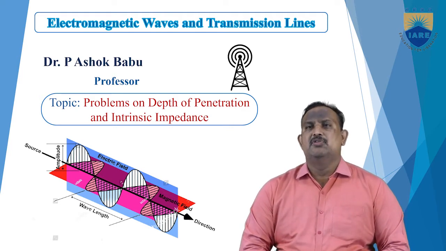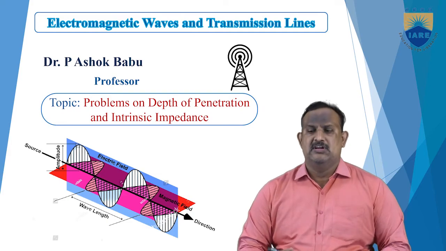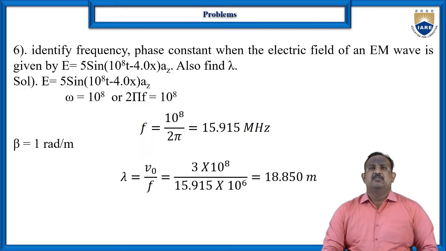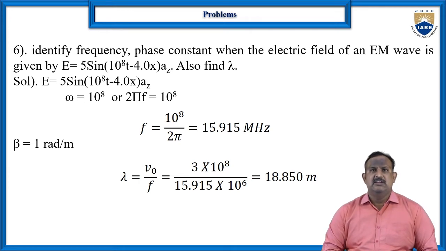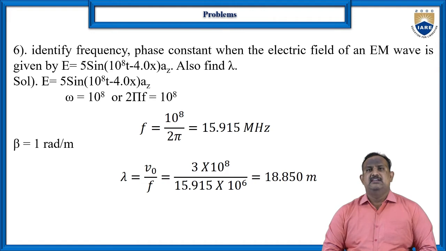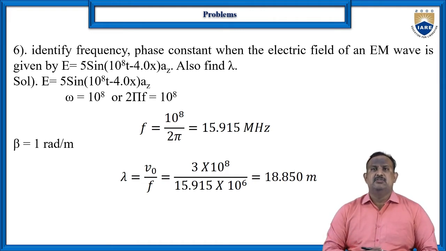In this video, I am going to discuss some more problems on wave propagation. Identify the frequency and phase constant when the electric field of an EM wave is given by E equal to 5 sin(10^8 t minus 4x) Az. Then we have to find the wavelength also.